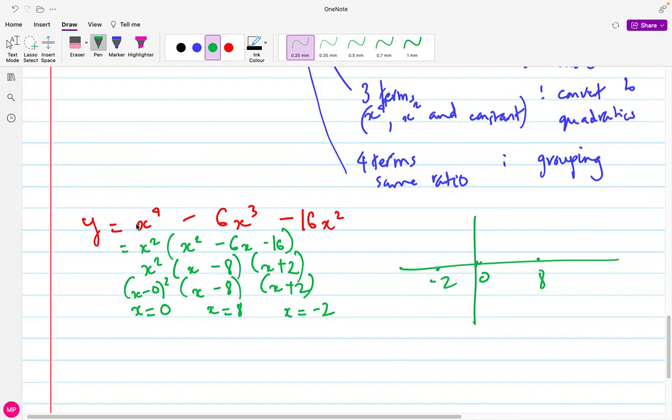Okay. A positive quartic starts from the top. I start from the top, then I go to negative 2, right? Then I go to the 0, and at the 0, I need to touch it. So I touch it like that. Then I go to the 8, and at the 8, nothing happens, so I just go up again. And then here it is.